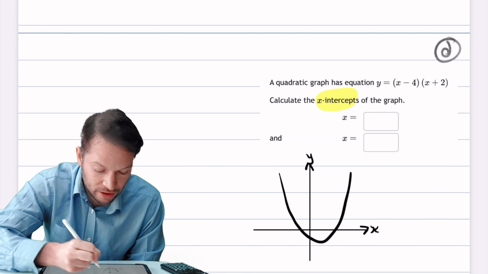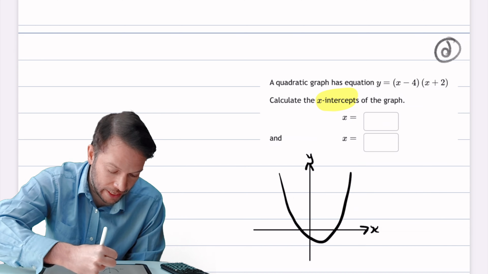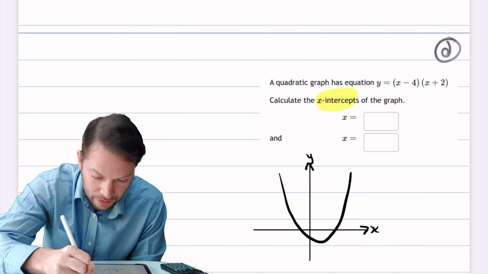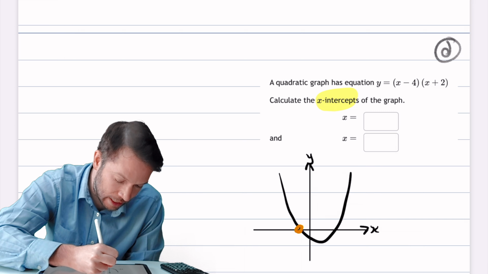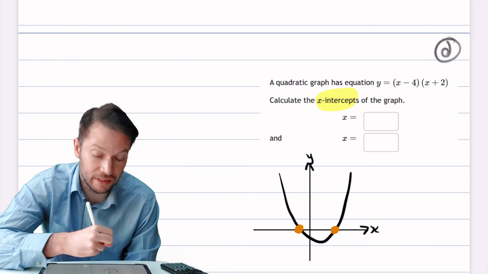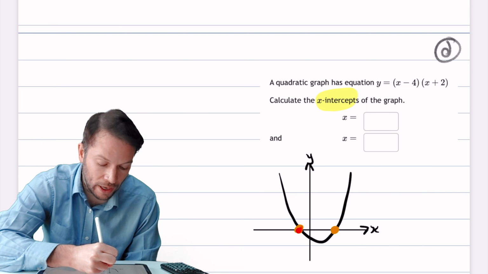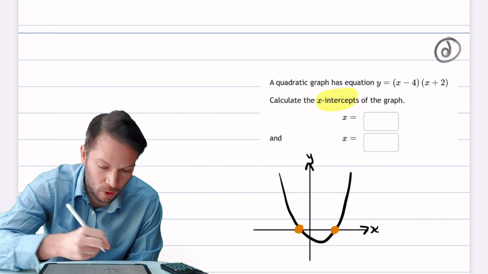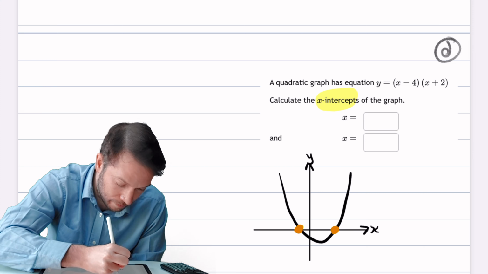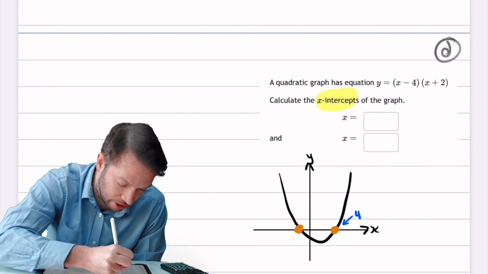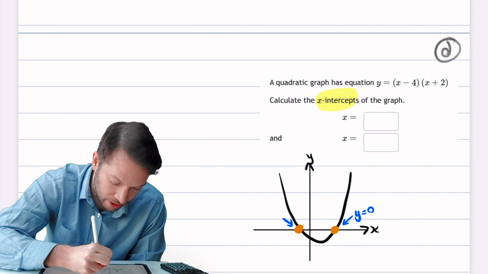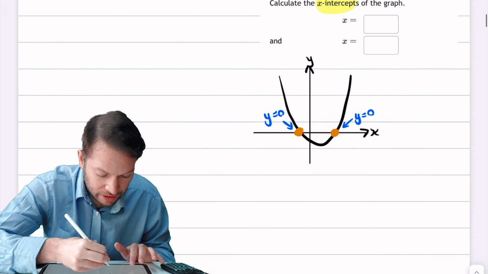That means, where does this graph cross the x-axis? Well, you can see those points are here and here. That's where the graph crosses the x-axis. And what do we know about the coordinates of these points? Well, the y value is going to be 0 there, and the y value is 0 here. So the y will be equal to 0 here, and the y will be equal to 0 here. Okay, so let's make the y value 0.